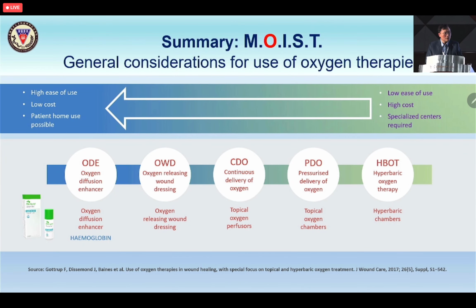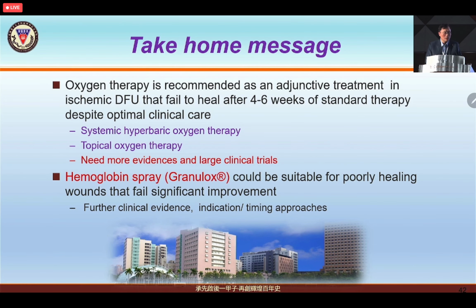So from the concept, moist healing, especially in ischemic tissue, it's quite important to supply oxygen therapy. And oxygen therapy is actually recommended as an adjunct therapy for ischemic diabetic foot ulcer that fails to heal after 4 to 6 weeks of standard treatment. And we can use systemic hyperbaric oxygen therapy, topical oxygen therapy, and also we can use the hemoglobin spray such as Granulox, which could be suitable for poorly healing wounds that fail to show significant improvement.